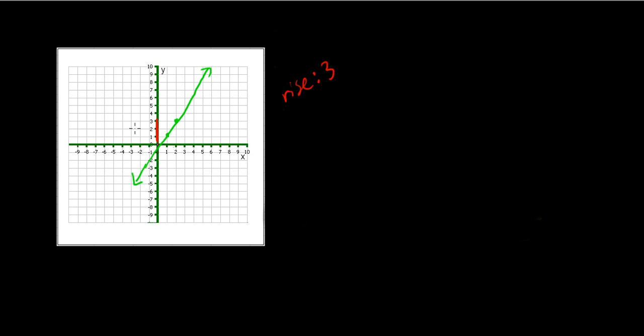And then we're going to count the units over to the right. We can see that we go 1, 2 to the right. So our run equals 2. So slope equals rise over run, which would be 3 over 2.